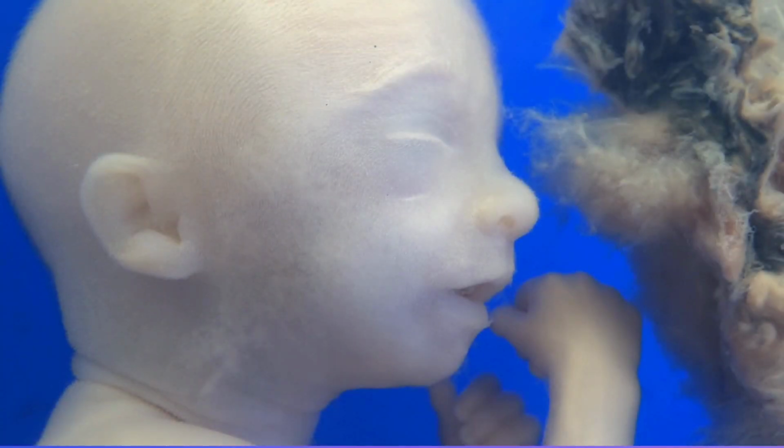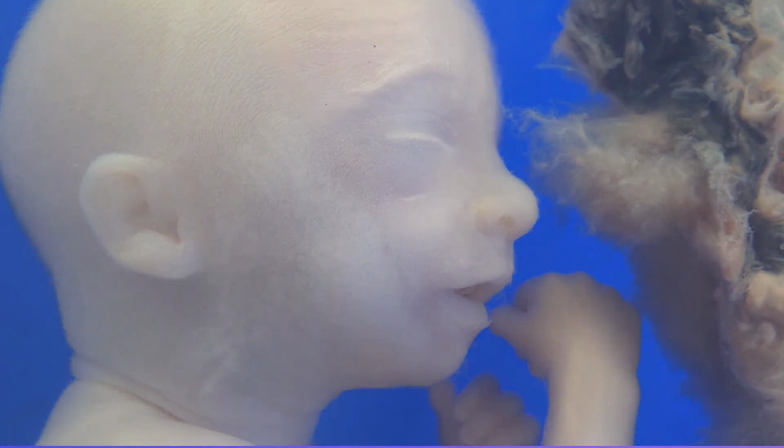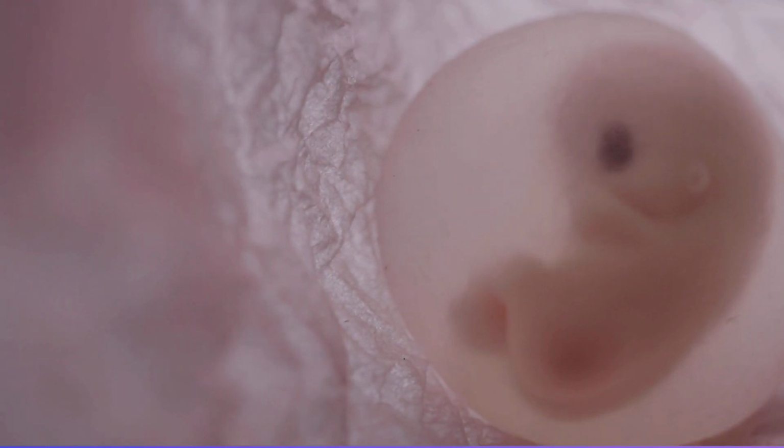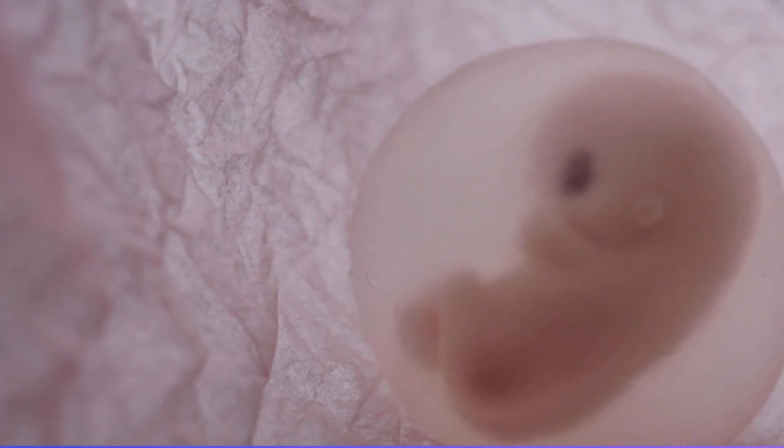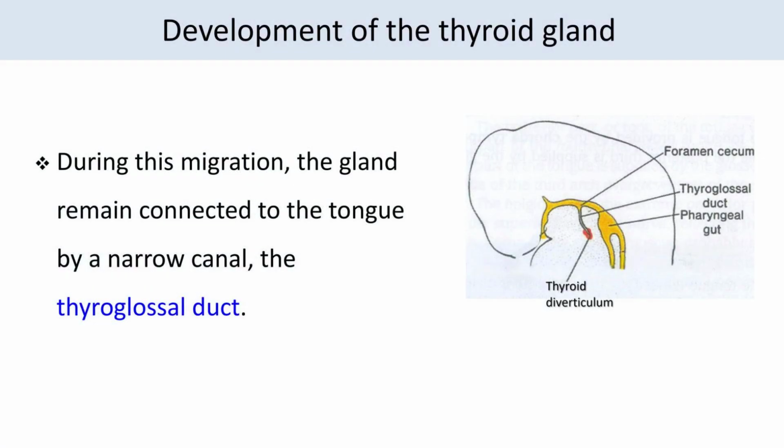It originates as a median endodermal thickening in the floor of the pharynx, specifically between the first and second pharyngeal arches. This thickening forms a small outpouching known as the thyroid diverticulum. This diverticulum then elongates and descends into the neck, migrating caudally from its point of origin, which is marked by the foramen cecum at the base of the embryonic tongue.